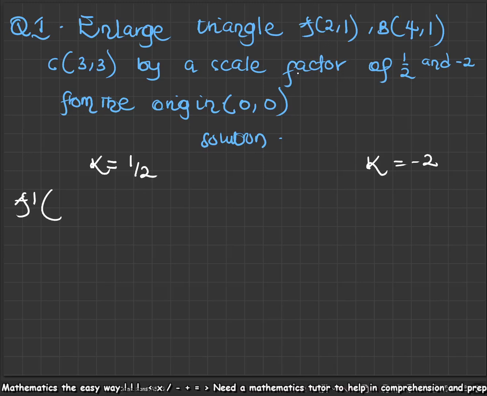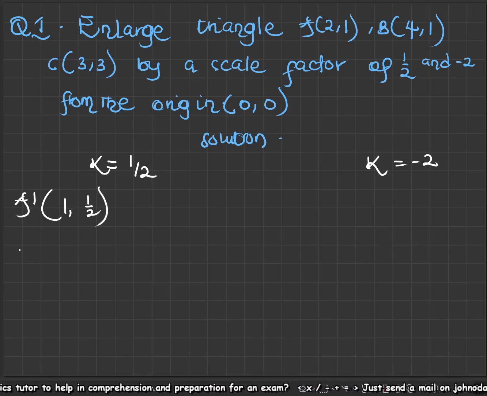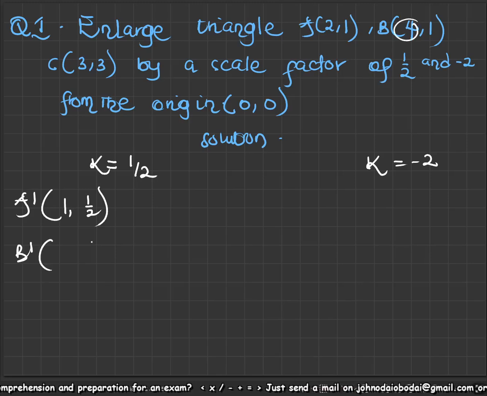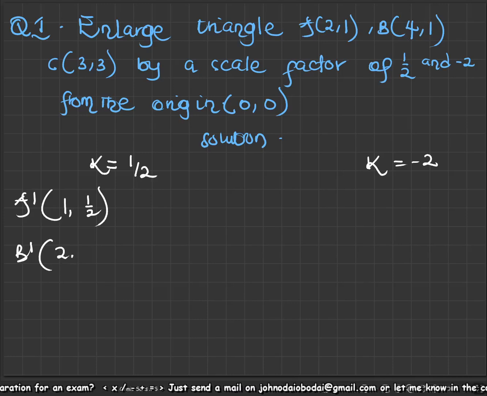Each and every one of the coordinates by half. So we have 2 times half, which gives us 1. Then 1 times half gives us half as well. Then for B prime, we have 4 times half, that gives us 2. Then 1 times half gives us a half as well.